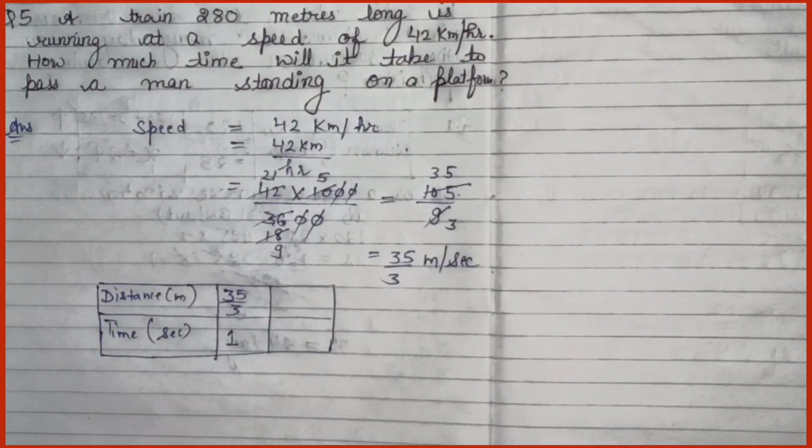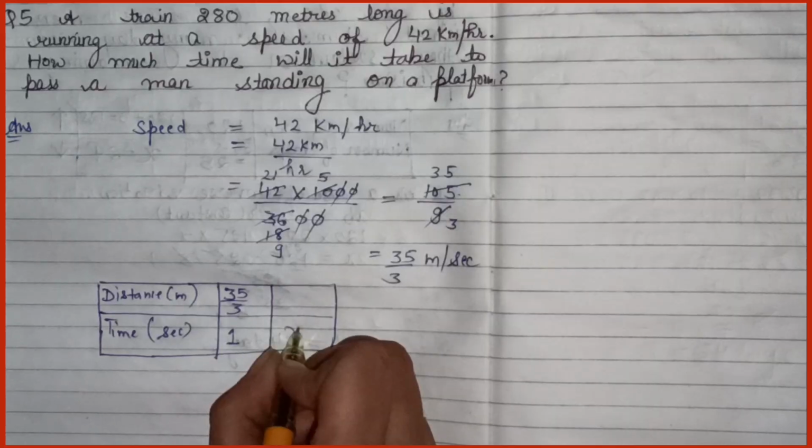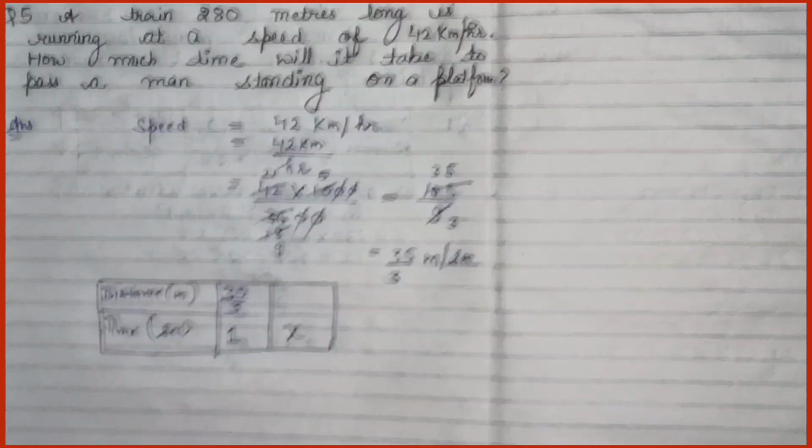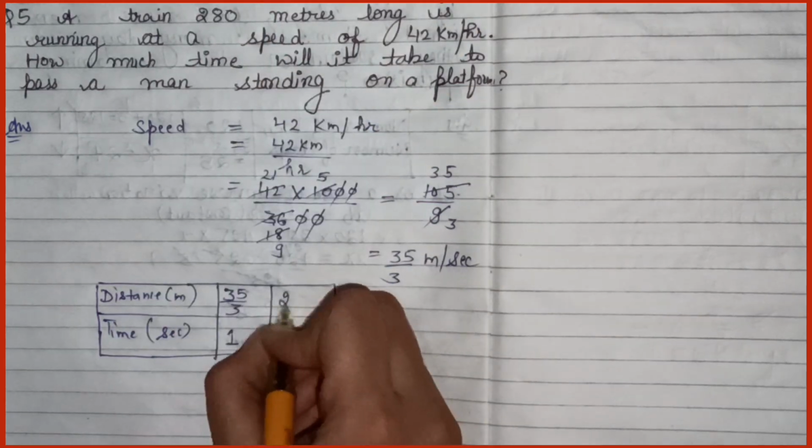Now we are also given that the length of the train is 280 meter, and we have to find how much time the train will take to pass a man standing on a platform. Let this time be x. We know that the distance taken by a train to pass a man standing on a platform is equal to the length of the train, which is 280 meter.